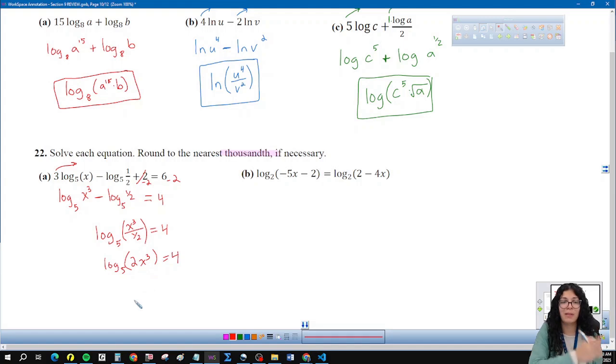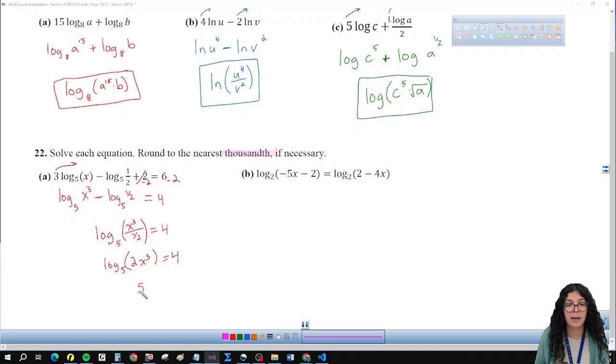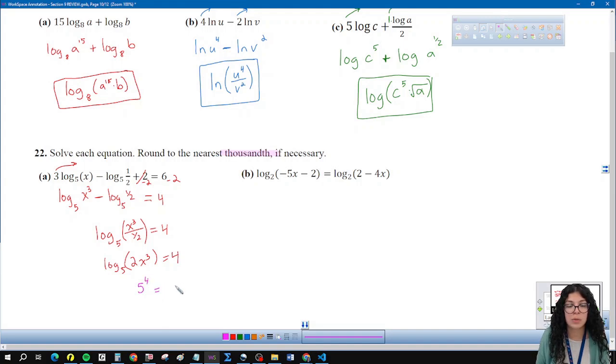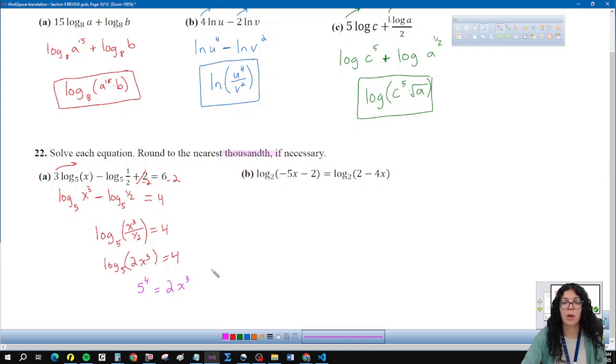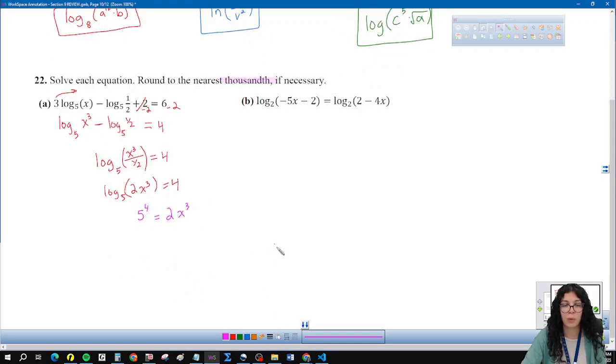So now I have log base 5 of some number equals 4. Since my variable is in the log, I'm going to switch this to exponential form. That would be 5 to the power 4 equals 2x cubed. All I did there was switch it to exponential form. Now that I have it in exponential form, I can simplify. 5 to the power of 4 using my calculator is 625. Then to get x by itself, I could divide by 2.